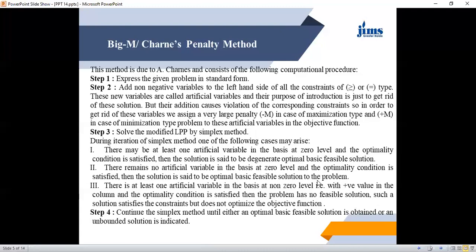There could be a third case in which one of the artificial variables comes in the basis at non-zero level with positive value, and the optimality condition is also satisfied. In that case, the problem has no feasible solution. Such a solution will, although satisfy the constraints, not optimize the objective function.